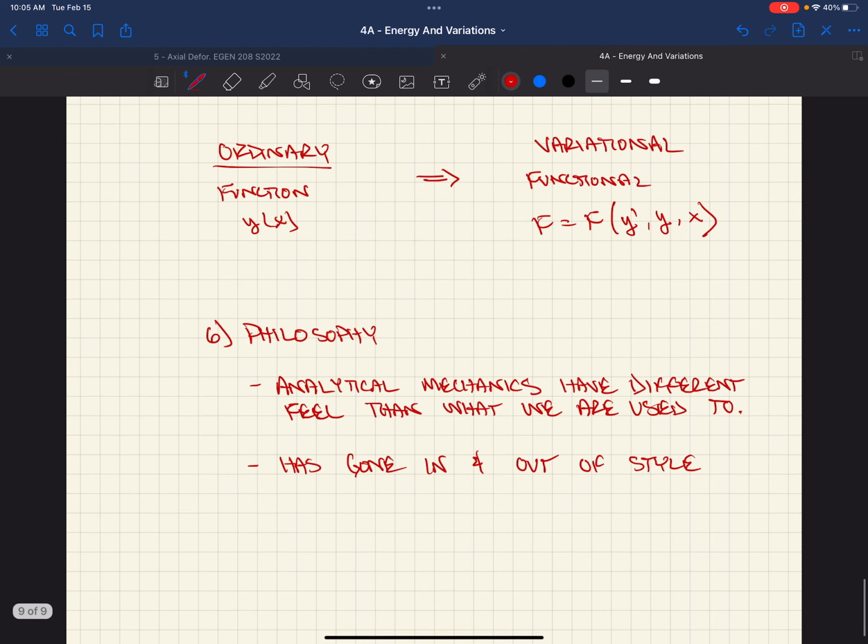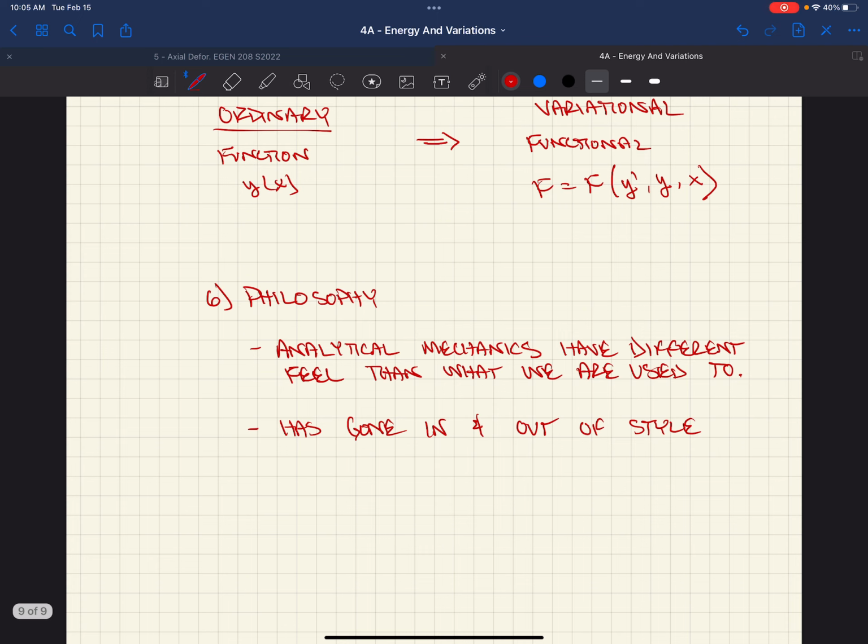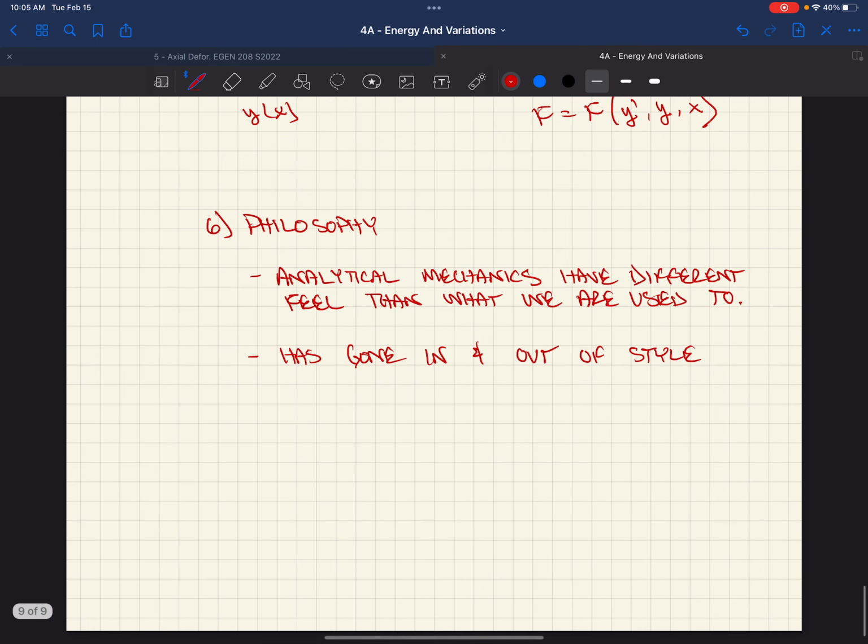The philosophy, as I mentioned, has a different feel. Analytical mechanics is a bit different. We talk about scalars and energy and work. And because of that, it's kind of gone in and out of style over the years. But it's a very powerful tool in the finite element analysis method, okay? All right, so that's energy and variations.